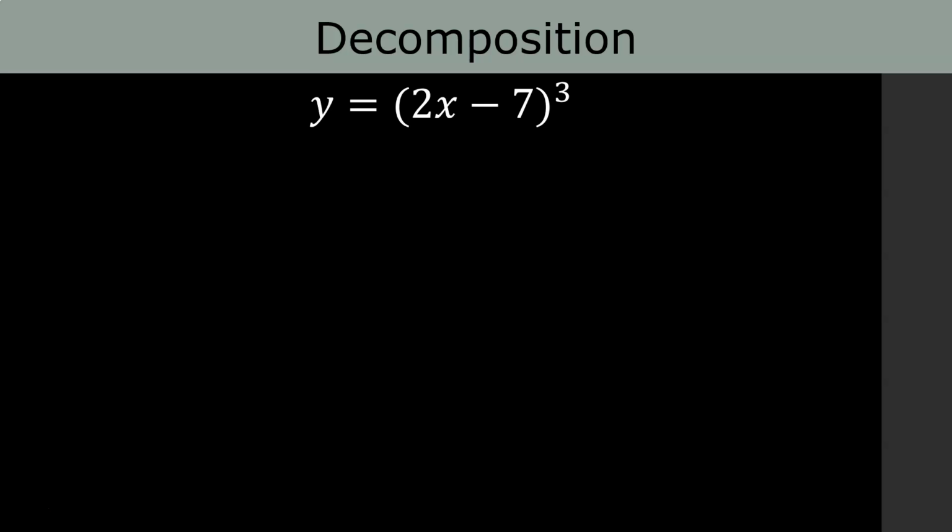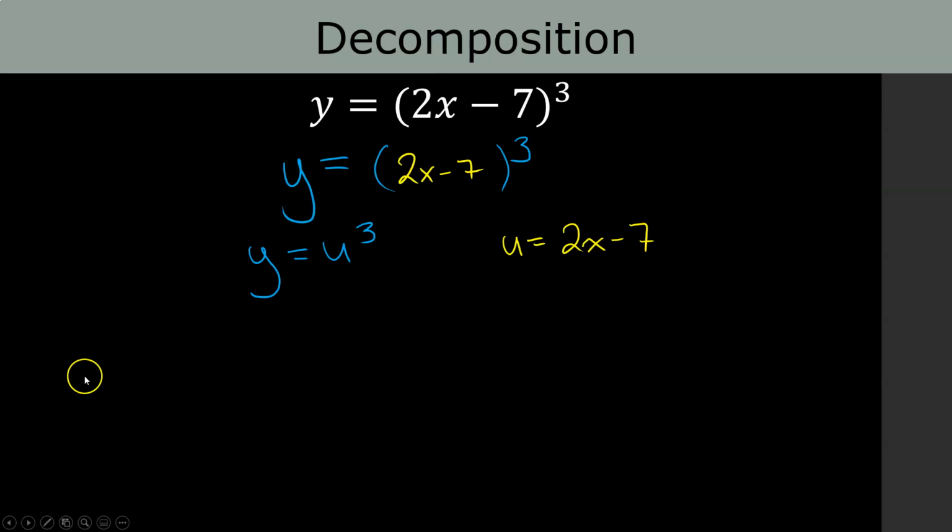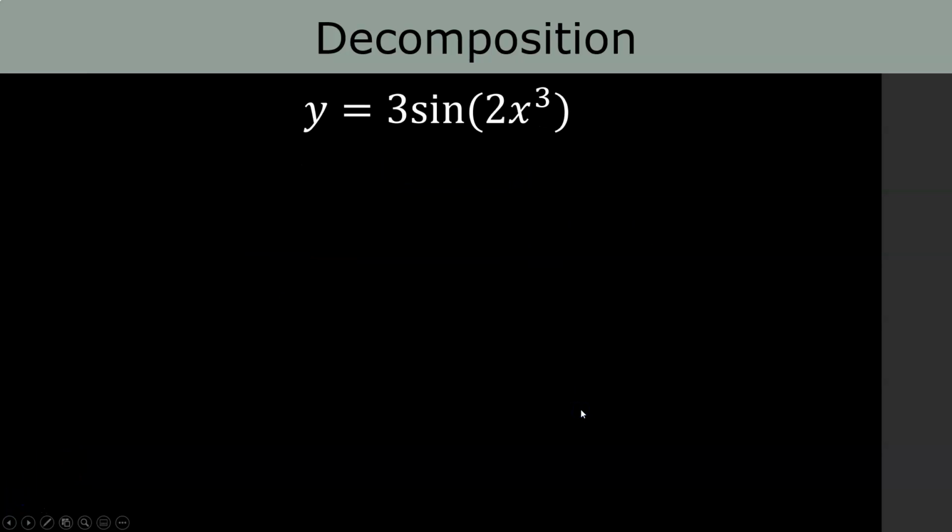So here you should be able to see the inner function and the outer function. What do we have here? This is a cubing function with an input of 2x minus 7. So u is 2x minus 7, and we are cubing that 2x minus 7. All right, I believe one last decomposition here, and then I'll pause the video, and we'll make a new one.